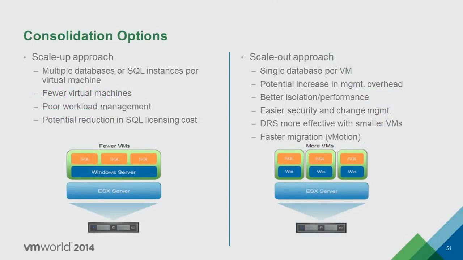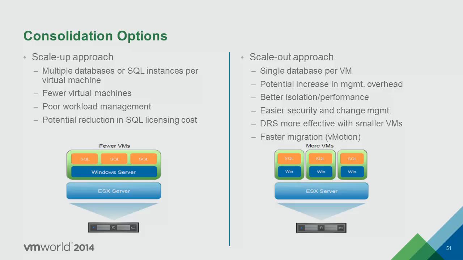Should I scale up, meaning have multiple instances in a VM? Should I scale out, which is 1 instance per VM? I'll tell you what the infrastructure administrators probably like. Option 2, the scale out. 1 database per VM. That's what most of us like. DBAs tend to like the other way because they don't want to manage so many operating system instances. So for patching reasons and that kind of thing.